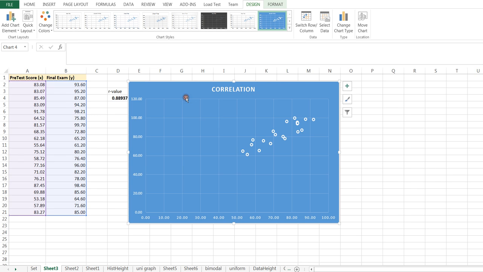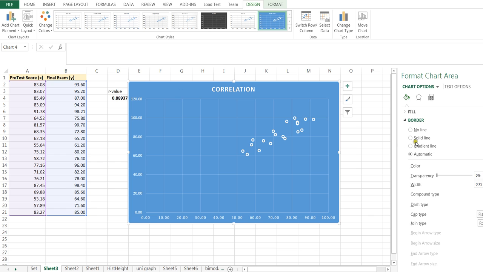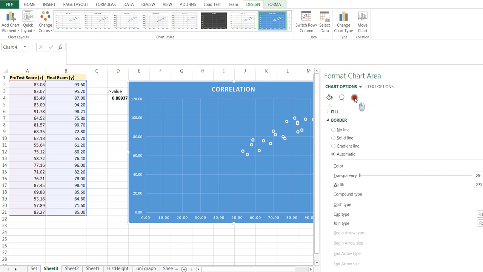Don't be afraid to try things in Excel, by the way. If you ever get stuck, double click. When you double click, things pop up over to the side and they give you many, many options, so many different things that you can do in Excel.